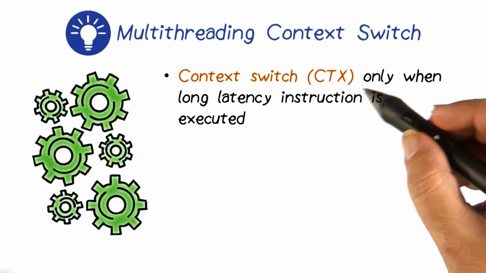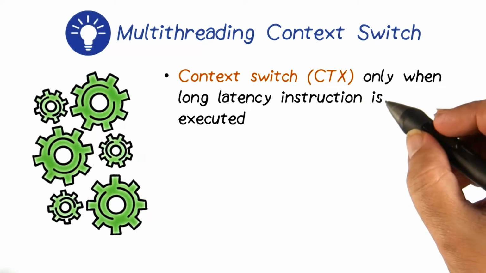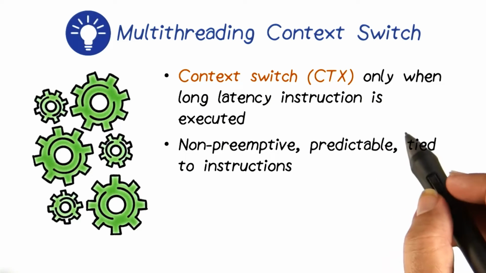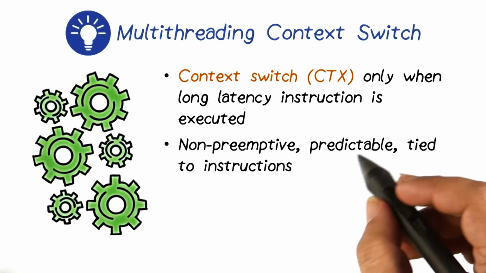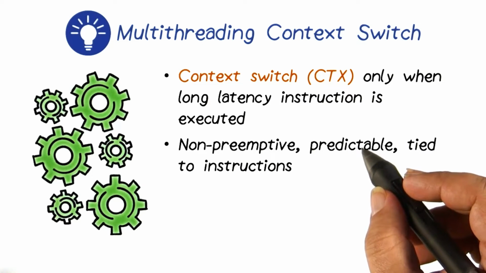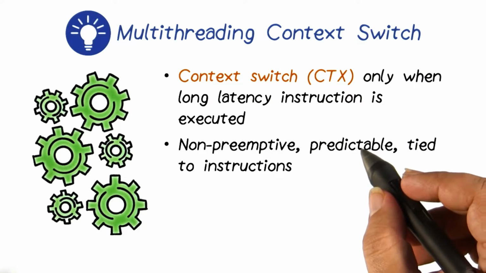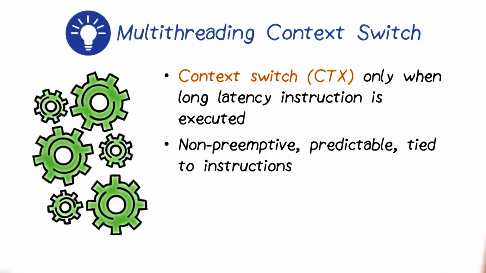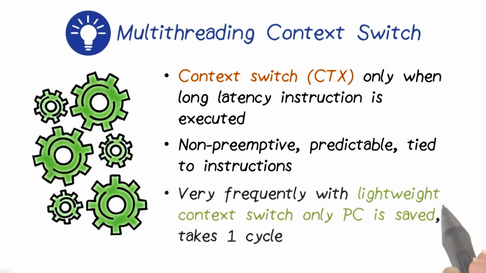So the first is the context switch is done only when the long latency instruction is executed. The second one is the threads are non-preemptive, predictable, and this is tied to the instructions. In other words, the context switch is not random, but actively takes place at the places where there is a long latency operation, or there is an explicit CTX instruction which is executed by the network processor.